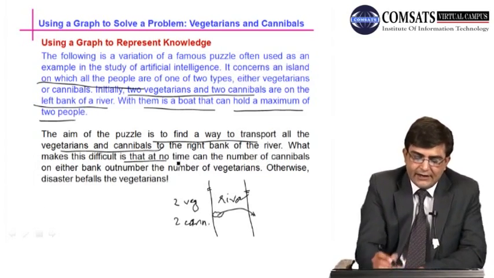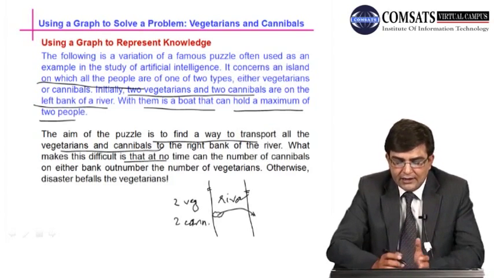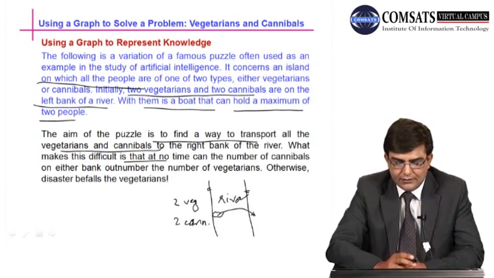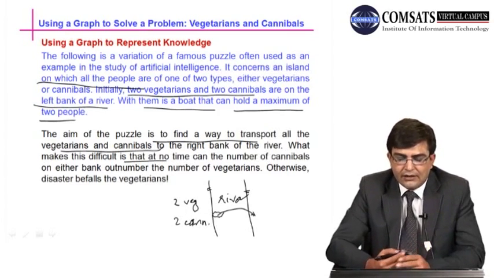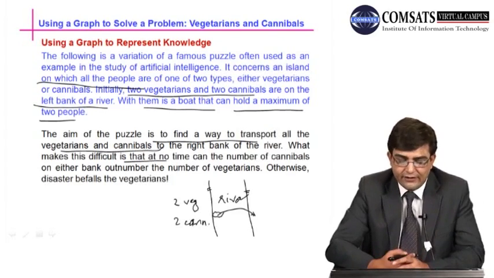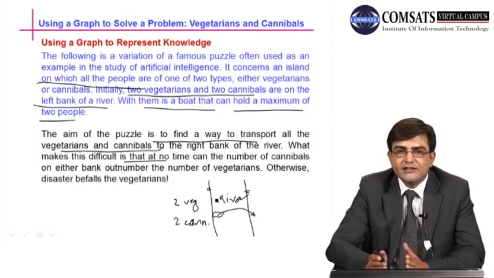What makes this difficult is that at no time can the number of cannibals on either bank outnumber the number of vegetarians. So this is the difficulty in this puzzle: on either bank, the cannibals should not be more than the vegetarians, because if the cannibals outnumber the vegetarians on one bank, they will eat the vegetarians.